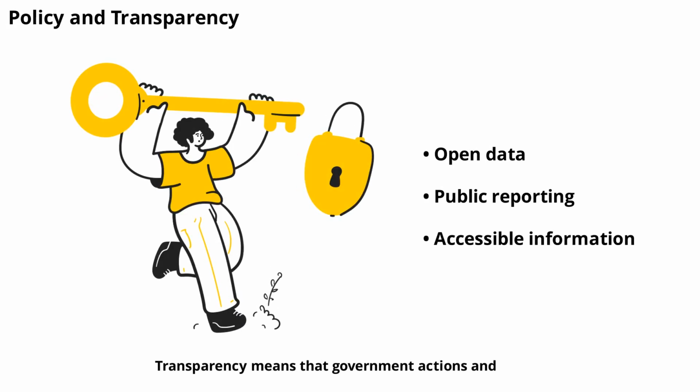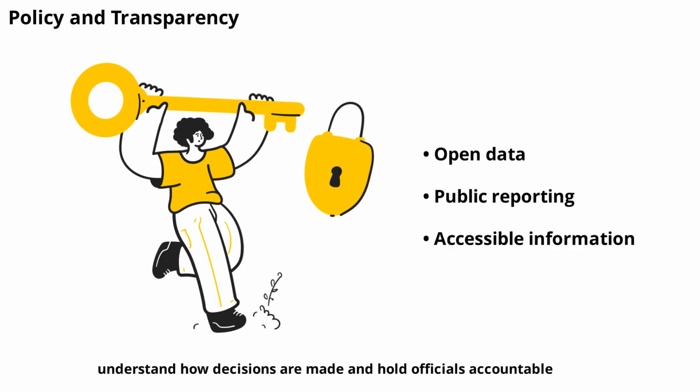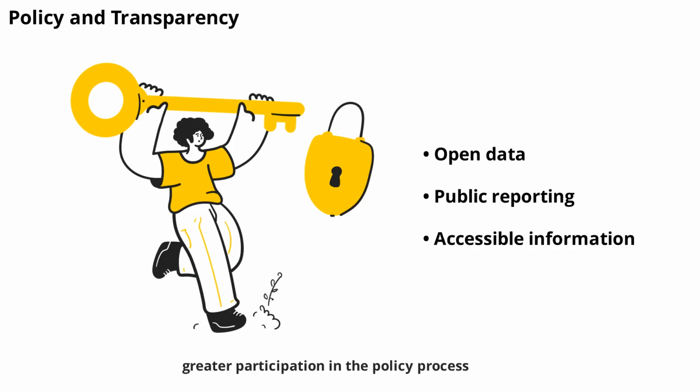Transparency means that government actions and decisions are open to public scrutiny. Transparent policies make it easier for citizens to understand how decisions are made and hold officials accountable. This builds trust and encourages greater participation in the policy process. Transparency can be promoted through open data, public reporting, and accessible information.